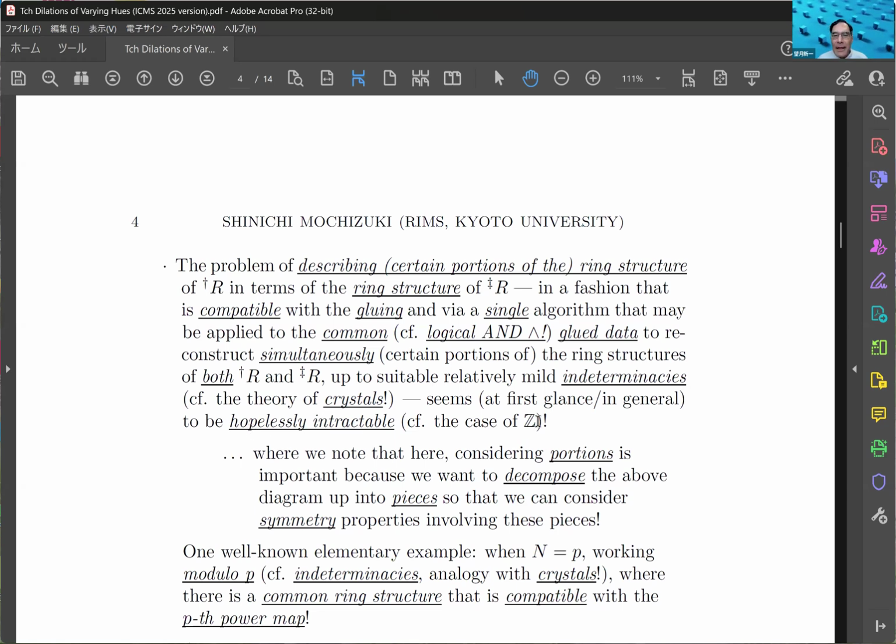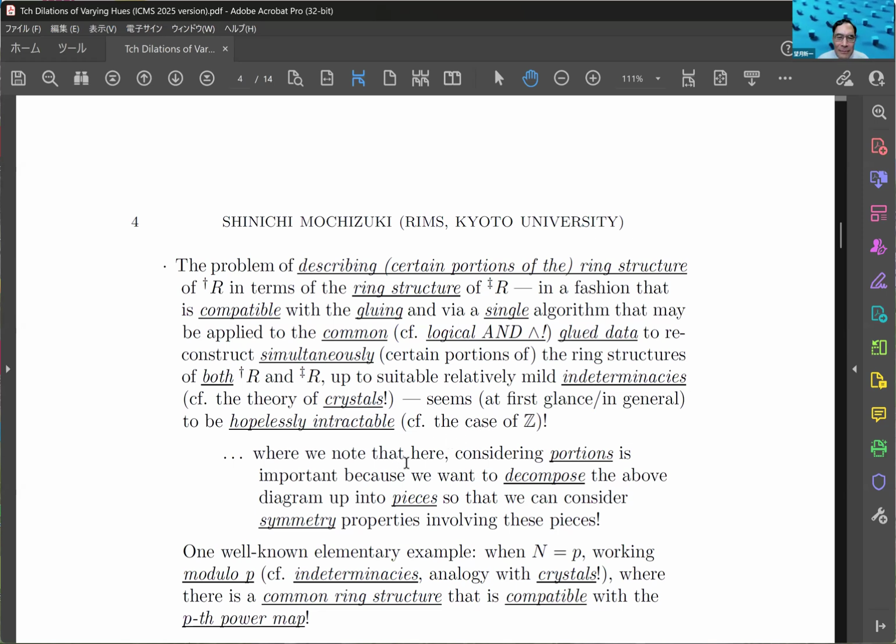So if one thinks of the case of Z, one wants to have a single algorithm, for instance, for reconstructing the additive structure of Z just from the underlying multiplicative monoid of Z, that simultaneously recovers both the additive structure before you raise to the nth power and the additive structure after you raise to the nth power. And you might allow for mild indeterminacies, but still this seems like an intractable problem.